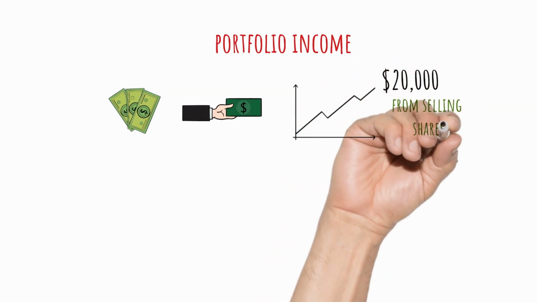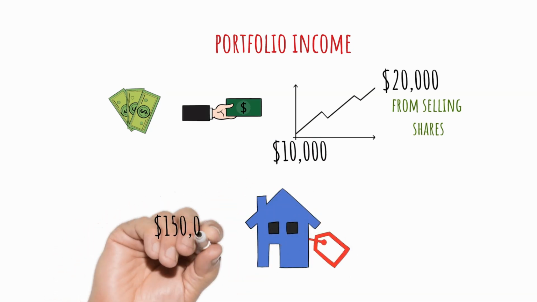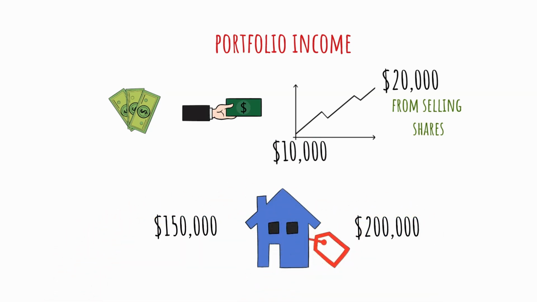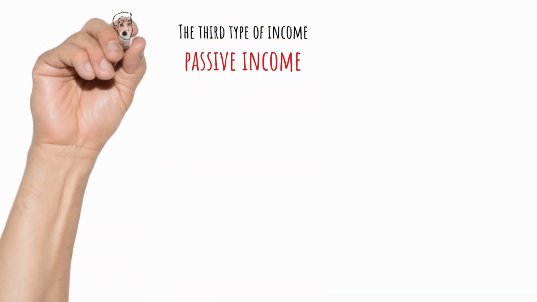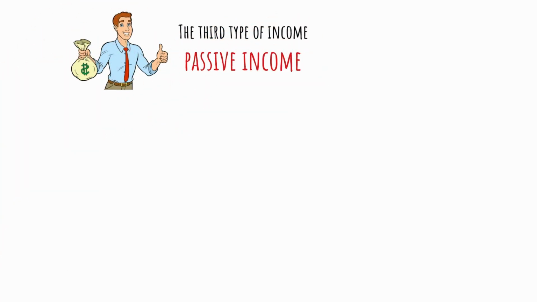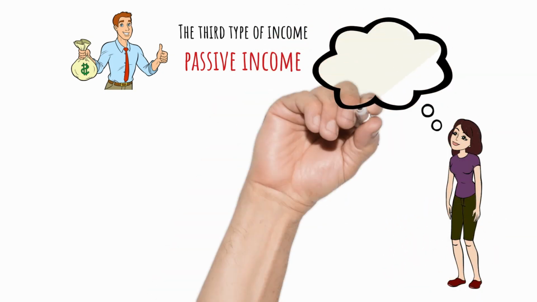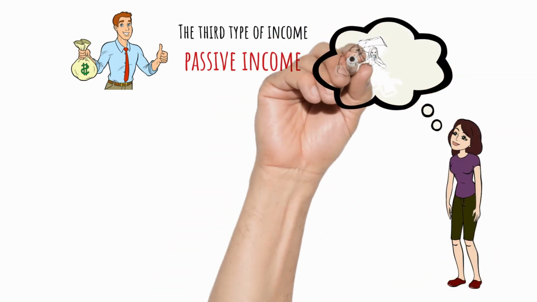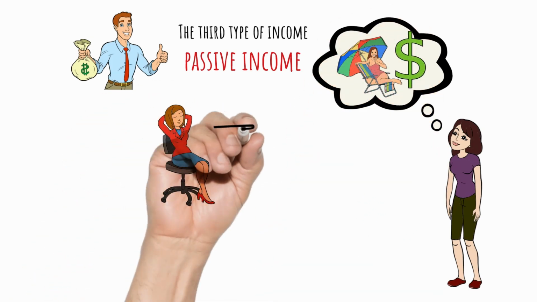You get $20,000 from selling shares that cost $10,000, or you could buy a house for $150,000 and sell it for $200,000. The third type of income is called passive income, and this is where the rich earn their money. I'm sure you've heard about it before, and this is the form of income that most people dream of. They can sit on a beach and still make money, which makes it the holy grail.